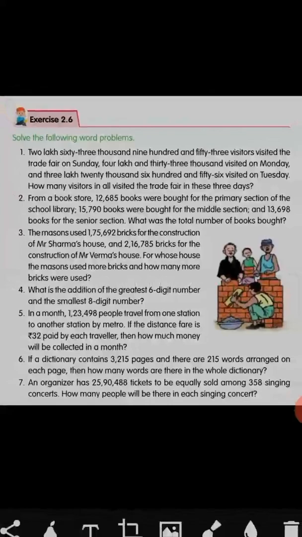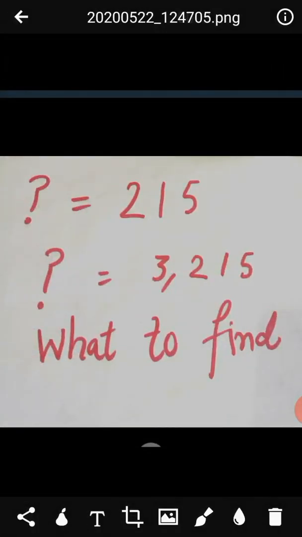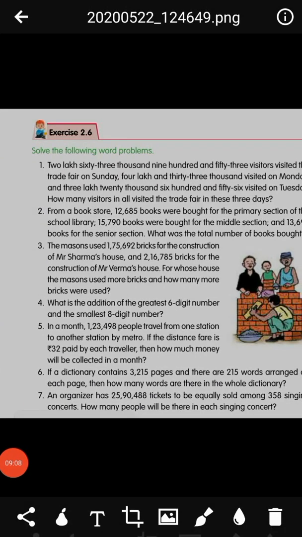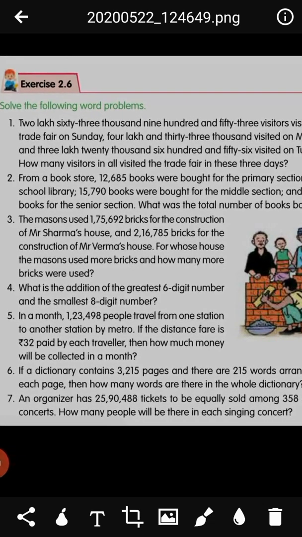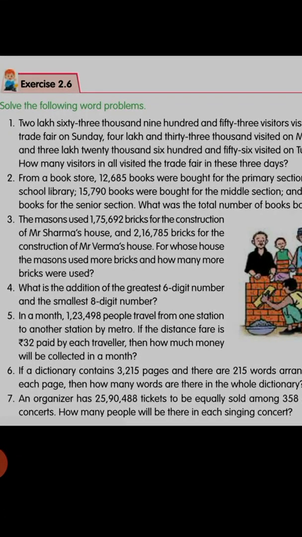So first step is you need to write what is 215. Then you need to write what is 3,215. Then you need to read the question again. What you have to find? So here 215 words are there. Here write first what is 215. Then write what is 3,215 and what to find. You need to check what to find. So here see the last line. How many words are there in the whole dictionary?